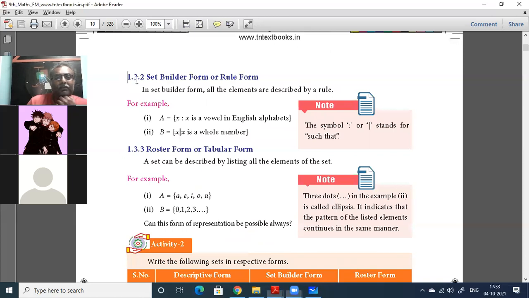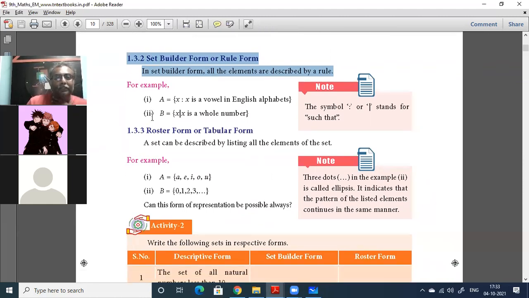Now onwards, everything will be very easy because this exercise is very easy. We'll finish this and get on to algebra. Yes, let us do algebra. Okay, this is called set builder form.